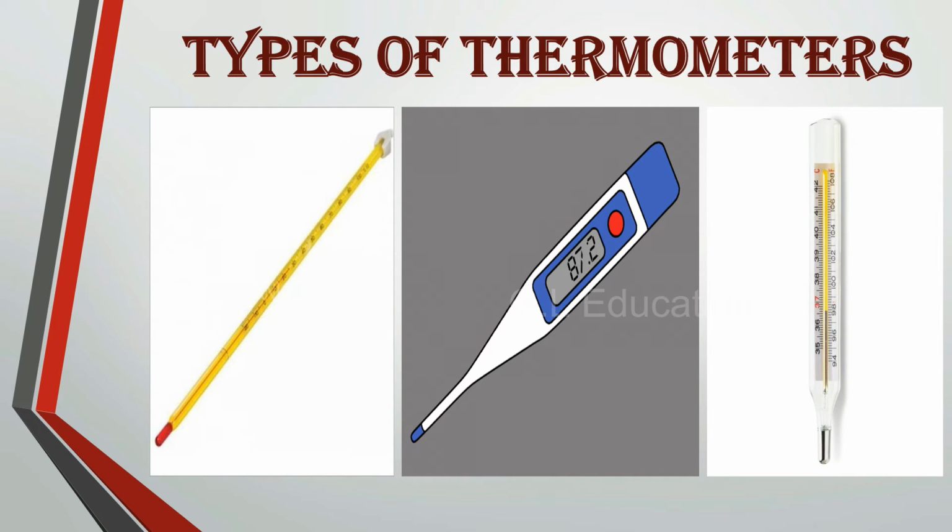Types of thermometers. Students, we know very well there are different types of thermometers. What are the uses of thermometers? Thermometers are used to measure temperatures, right? Thermometers are used to measure the temperatures of different things like air, our body, food, and many other things. The commonly used thermometers are clinical thermometers and laboratory thermometers.